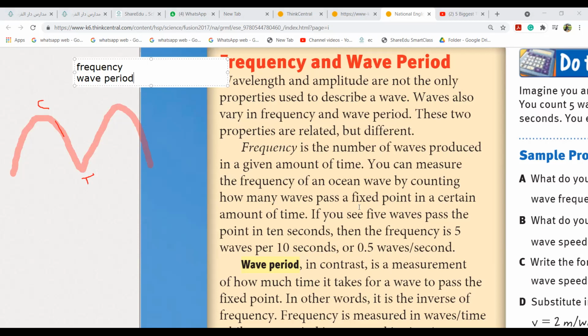You can measure the frequency of an ocean wave by counting how many waves pass a fixed point in a certain amount of time. In a certain amount of time, how many waves passed? With this, we can calculate the frequency. If you see 5 waves pass the point in 10 seconds, the frequency is 5 waves per 10 seconds. We write it this way. Like example, kilometers per hour, so now we can say so many waves per second. That is 0.5 waves per second. Understood, girls?